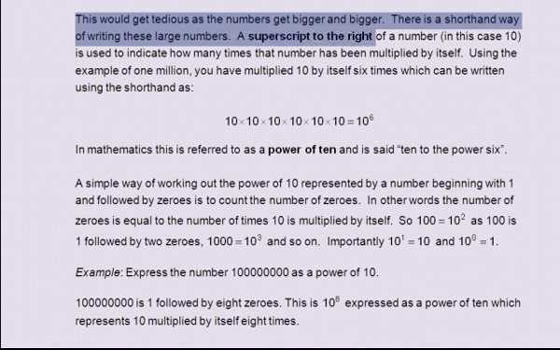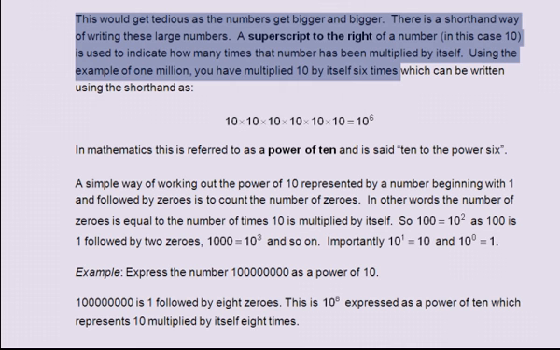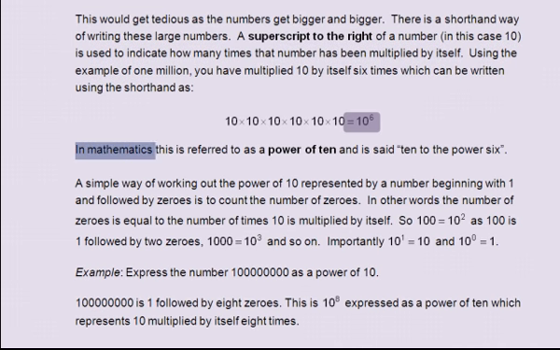A superscript to the right of a number, in this case 10, is used to indicate how many times that number has been multiplied by itself. Using the example of 1,000,000, you have multiplied 10 by itself 6 times, which can be written as 10 multiplied by 10 multiplied by 10 multiplied by 10 multiplied by 10 multiplied by 10, which can be written as 10 with a superscript of 6. In mathematics, this is referred to as a power of 10 and is said 10 to the power 6.